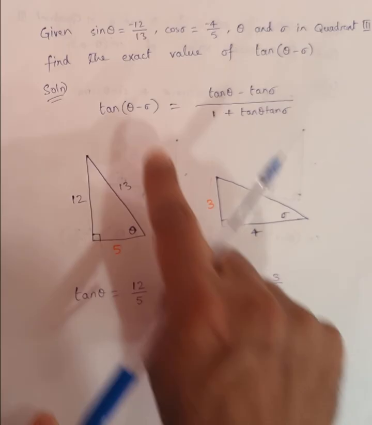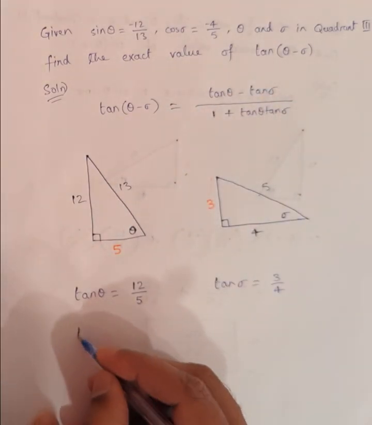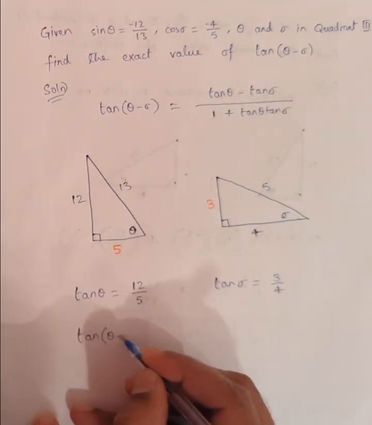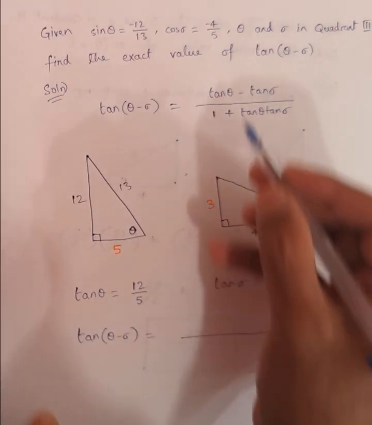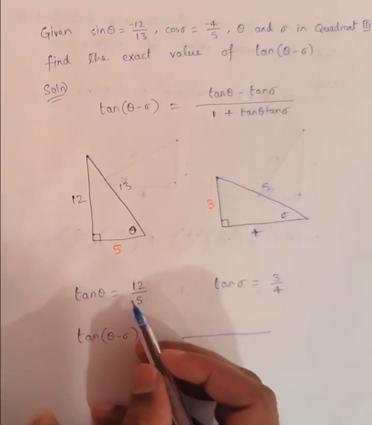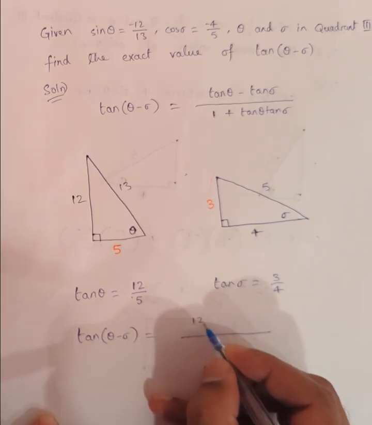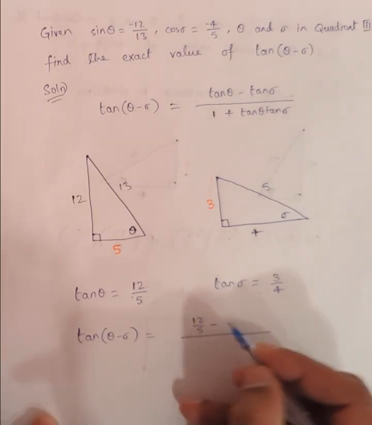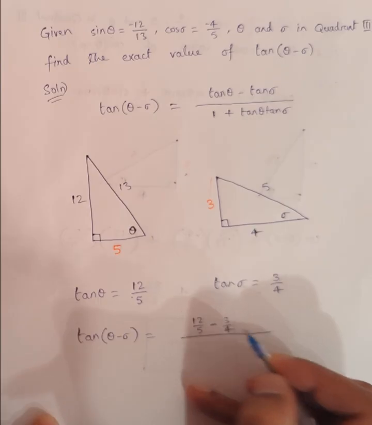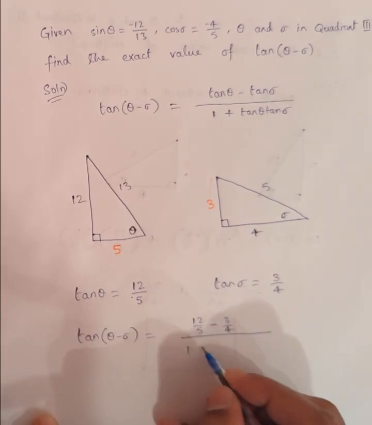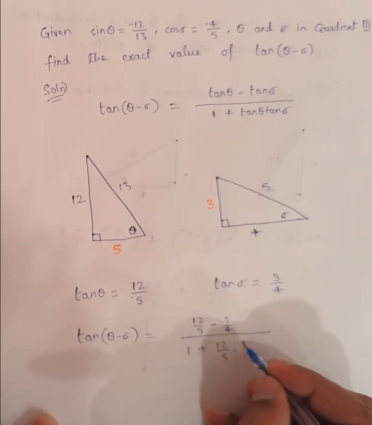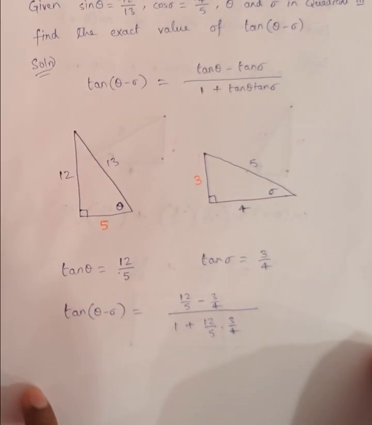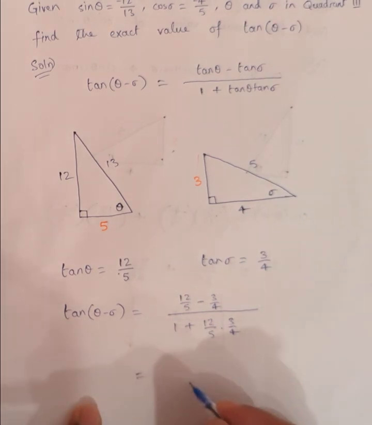So now I'm ready to plug into the formula. Tan of theta minus sigma is this fraction where the numerator is tan theta minus tan sigma. So it's going to be 12 over 5 minus 3 over 4. And the denominator is 1 plus, we multiply those two fractions, 12 over 5 times 3 over 4. Now we need to simplify this.